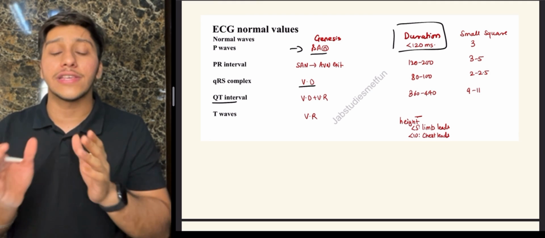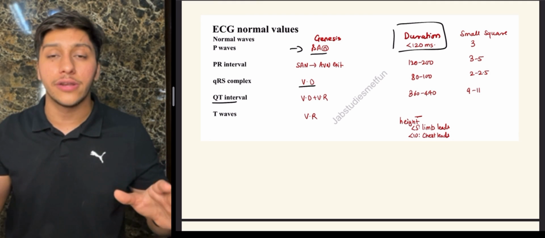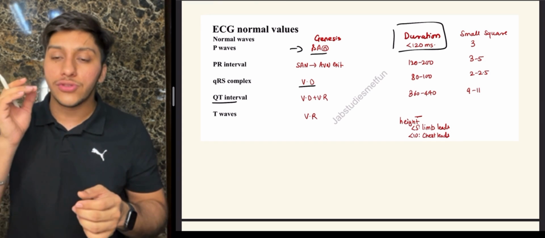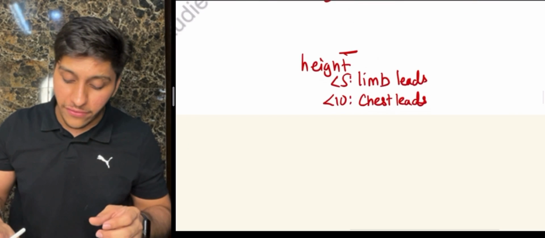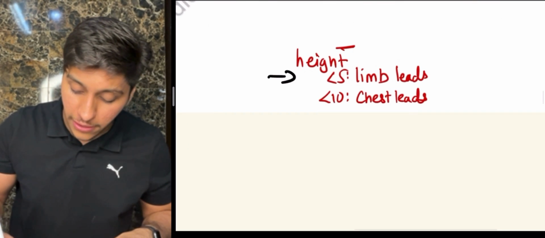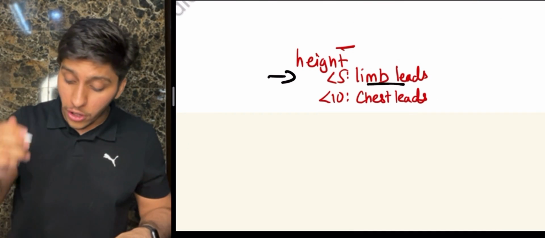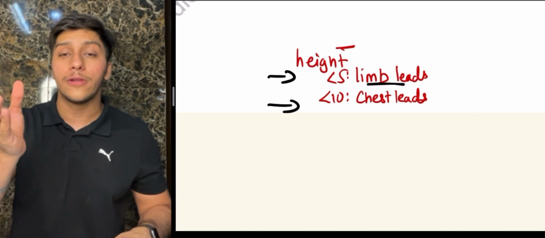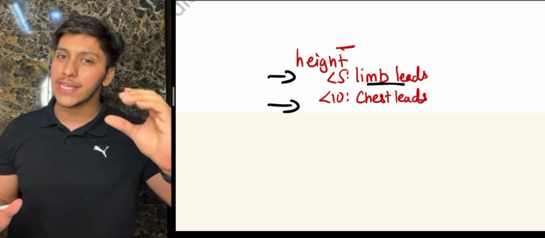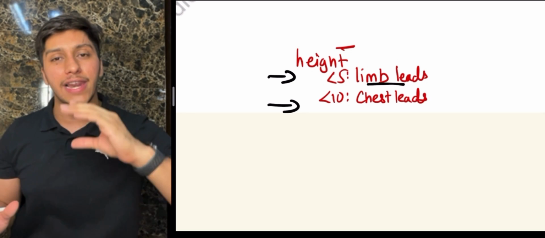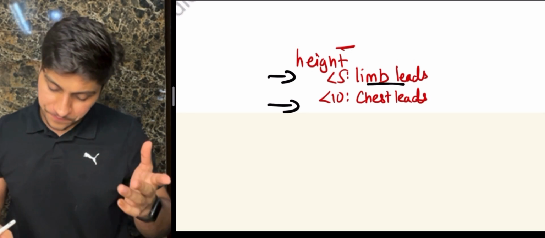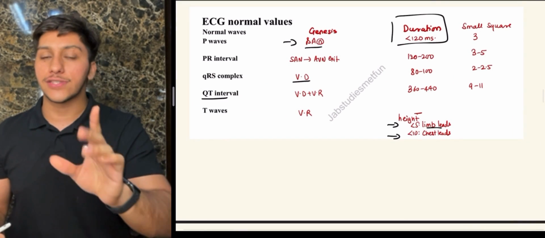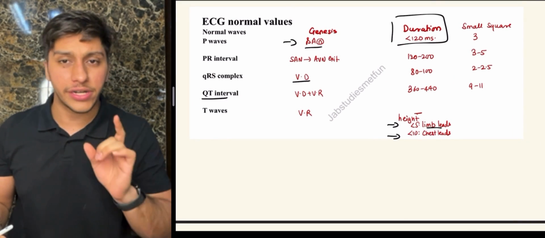And the T wave is ventricular repolarization. For the T wave, you don't have a duration, you actually see the height. Whenever you see a tall T wave, when you check the limb leads, when it is more than 5, or when the chest leads are more than 10, that is going to be considered tall. So you want a range which is less than 5 in case of the limb leads and less than 10 in case of the chest leads. These are the things you have to remember with respect to the basics in case of ECG. I hope everything is clear till now.